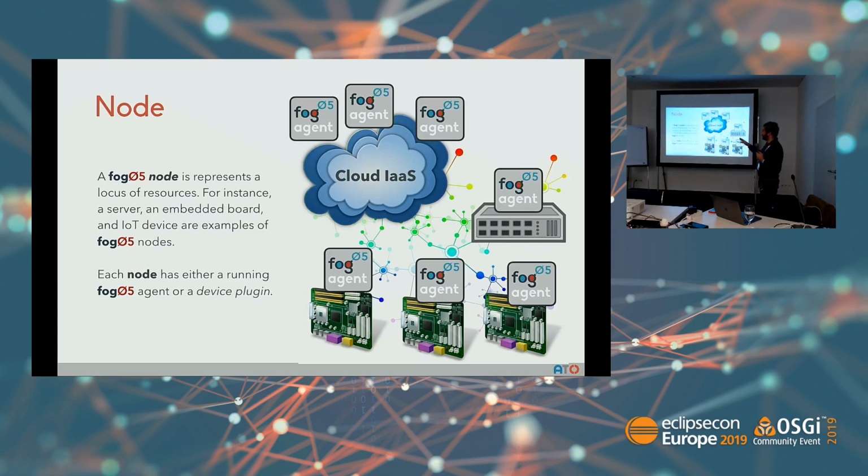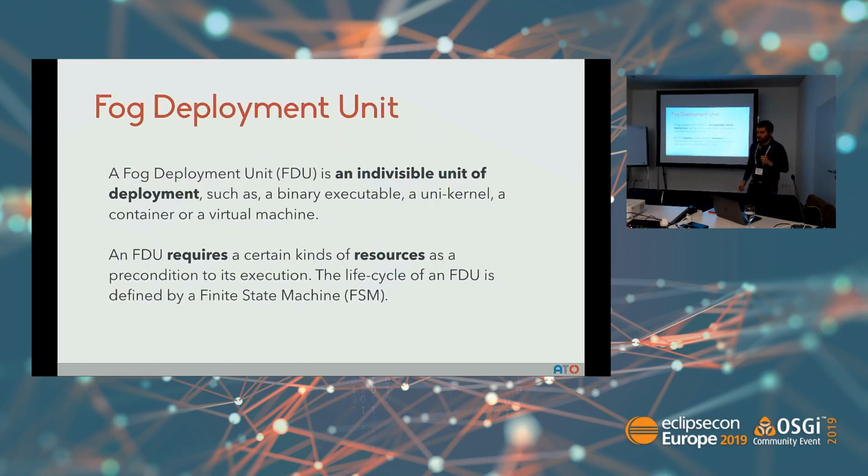Because as you can imagine, the agent is a little bit bigger for some sorts of devices like microcontrollers, while the device plugin is something that can be very, very small, and so can be installed also on these microcontrollers and small devices. And the heart of FogOS at the end is the fog deployment unit, which for us is an indivisible unit of deployment, which can be anything for which we have a plugin and which implements our state machine. Why do I say it can be anything?